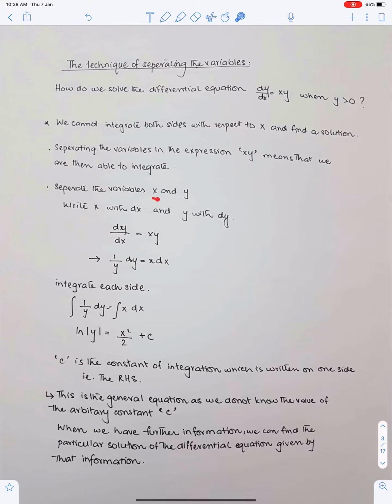Separate the variables x and y. Write x with dx and y with dy. We always shift this operator on the right hand side. So by shifting dx on the right hand side and bringing y on the left hand side, we have 1 upon y times dy is equal to x times dx. This is the variable separable. Integrate each side.